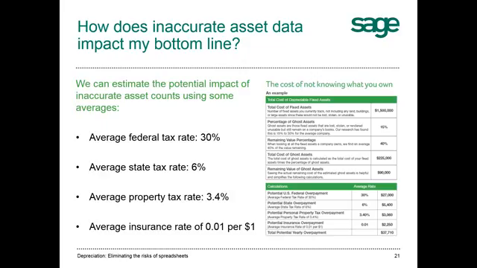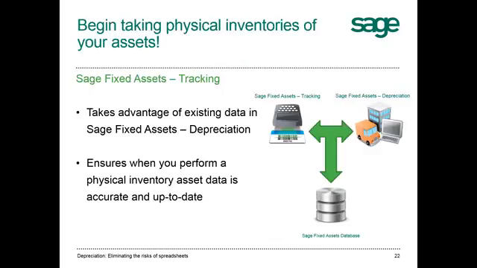If you had to go out today and physically identify all of the assets on your books, how many do you think you can find? If you think that you have a 15% ghost asset level, then you can look at some of these numbers and start to draw some conclusions from that. So that's pretty scary stuff, right? Well, thankfully, Sage is here to help.